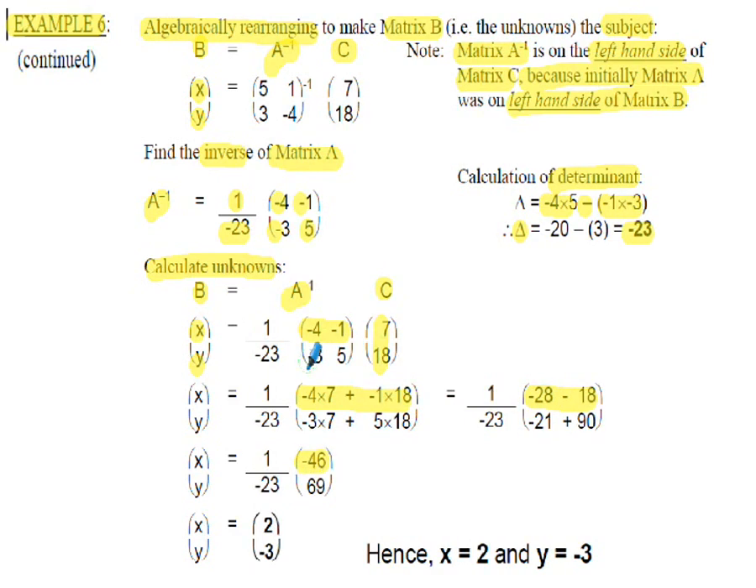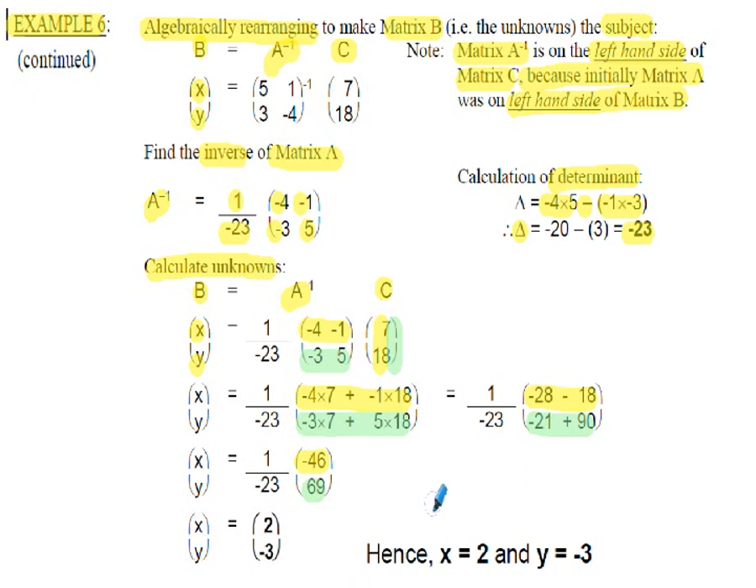And then multiplying the second row in the inverse matrix by the column matrix C, that will give us this set of calculations here, the negative 3 multiplied by 7 plus the 5 multiplied by 18. That simplifies to this and eventually evaluates to the coefficient 69.